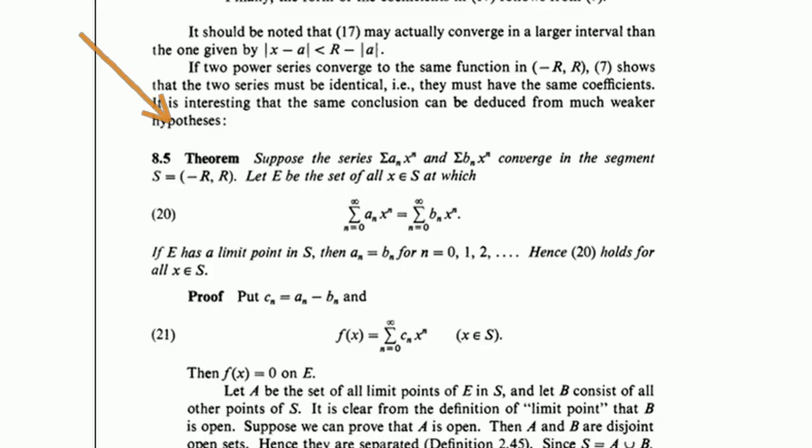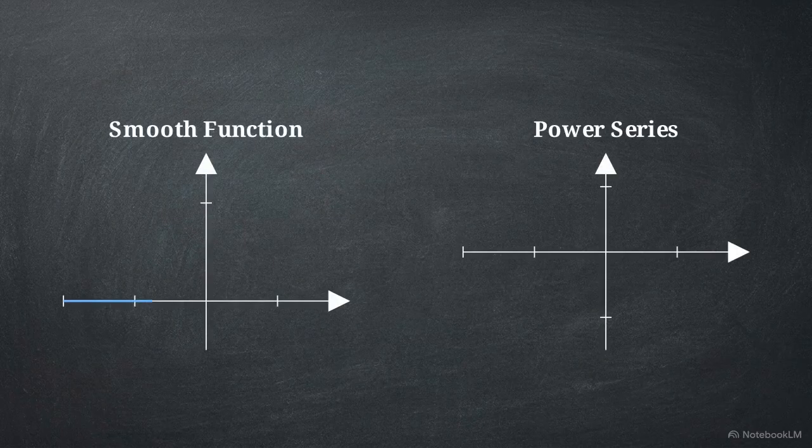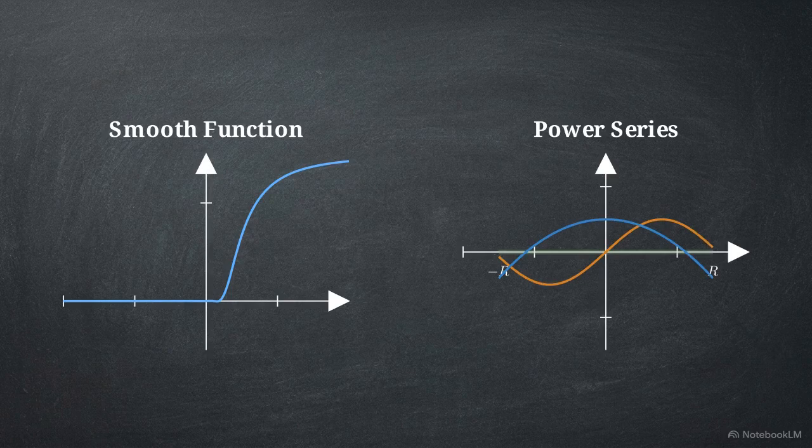Theorem 8.5 is the identity theorem. This equation proves that if two power series agree on a specific set of points, their coefficients must be identical. A standard smooth function can fluctuate and return to zero. A power series curve locks into a specific trajectory. If two series share a set of agreement points containing a limit point inside the interval, they align identically.